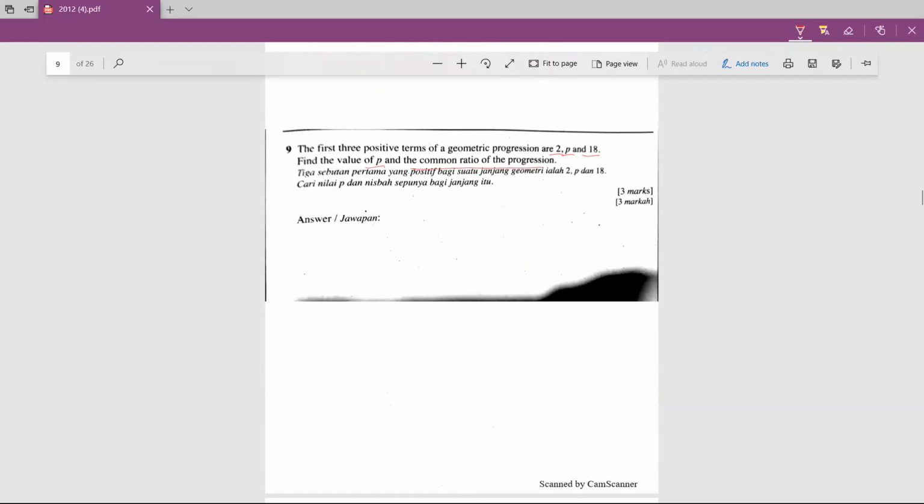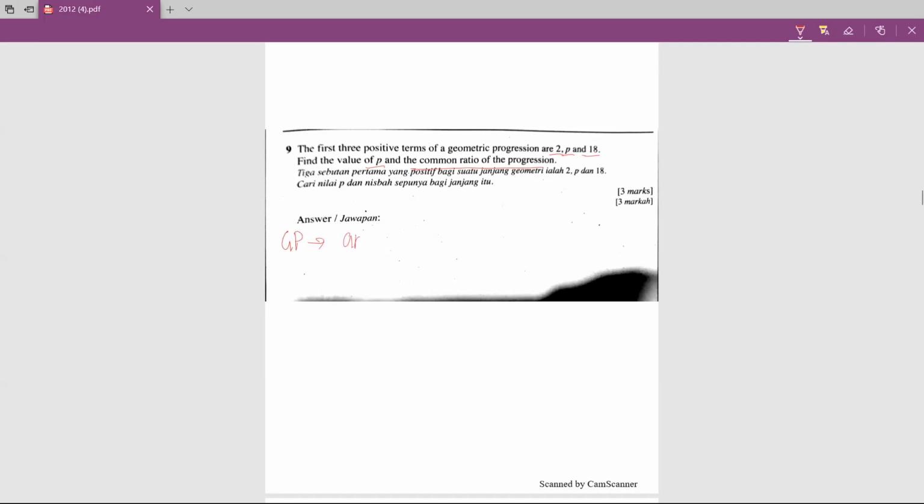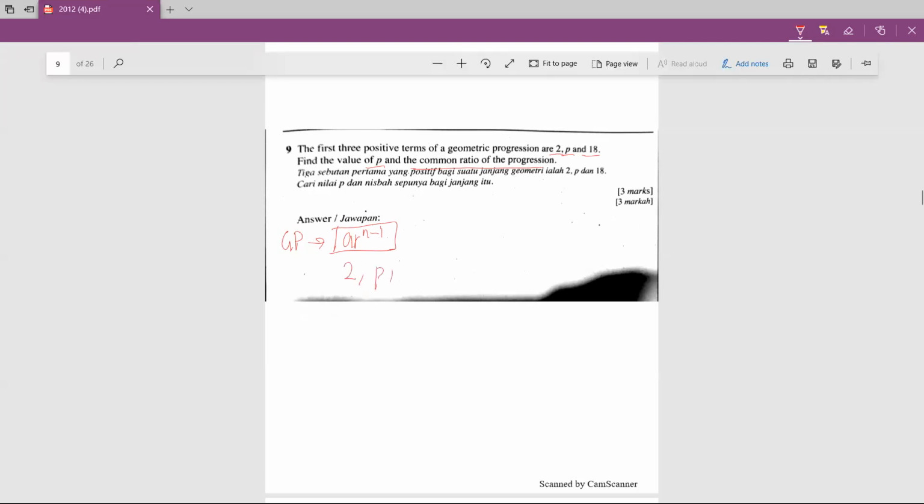So now they want two things. Dia nak P dengan dia nak R, common ratio. So kita tahu this is a geometric progression. So kalau GP, maka formulanya ialah ar^(n-1). Wajib tahu. Formula booklet ada saya rasa, tapi tak susahlah kamu nak hafal benda ni. Alright. So now, kita tahu yang first three positive terms of GP are 2, P, 18. Kita tahu yang this is the first term, second, and third. Betul tak?